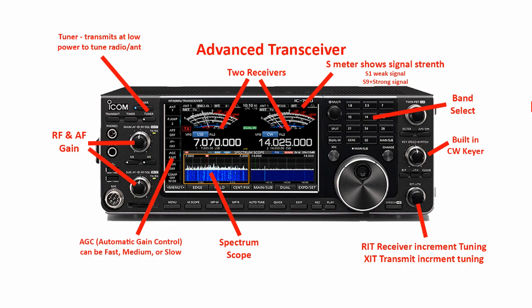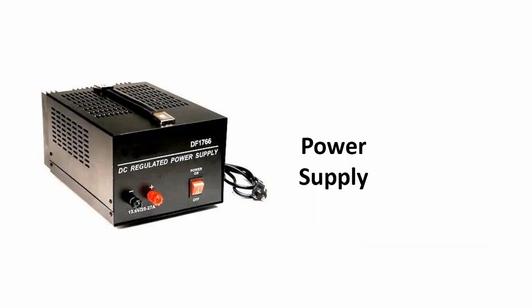This radio has a built-in CW or Morse code plug for a keyer. The RIT means receiver incremental tuning. This fine-tunes for voice, SSB, single sideband, changing the pitch, or Morse code, CW, to allow adjustment of the tone. The XIT allows transmission on a separate frequency than the receive frequency. Most transceivers require a separate power supply that converts the household AC current to DC current for radio operation.